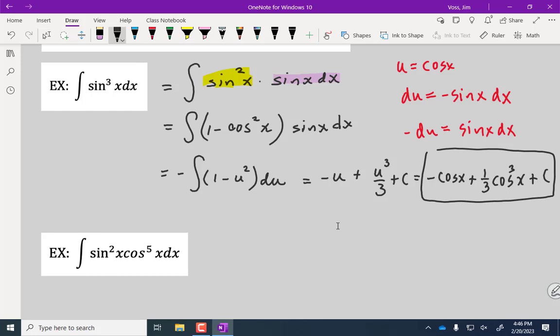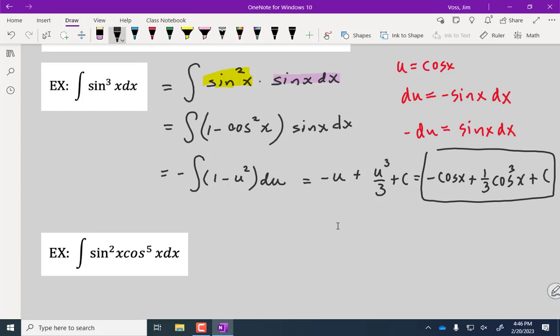So that's our strategy. Odd power, pull one off and convert the leftovers. That's our strategy for powers of sines and cosines: pull one off, convert the leftovers.